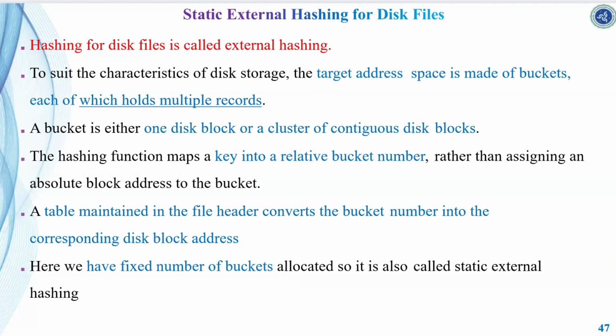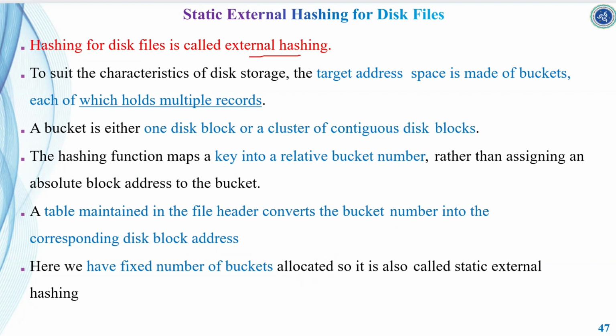So here is the static external hash function for disk files. The hashing that is done for the disk file is also known as external hashing. In order to see the characteristics of the disk storage, the address space is made up of buckets, and each bucket can hold different records. So here we have different buckets inside this disk storage, and each bucket can accommodate multiple records.